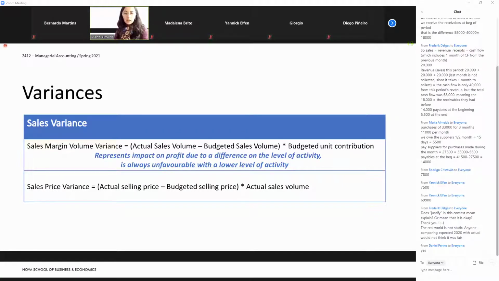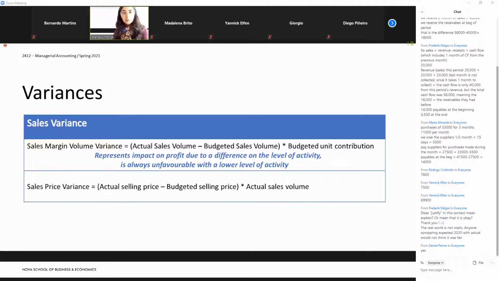How do we calculate? We take the actual sales volume minus the budgeted sales volume, and we multiply by the budgeted unit contribution. That is why we can say it's the impact on profit, because we are not looking at selling price. We are looking at the contribution. Remember, the contribution is selling price minus variable costs, okay? And that is what we're focusing on here, the contribution. It's important that you know what the sales margin volume variance means, okay? It's the impact on profit, just because of a different level of activity.